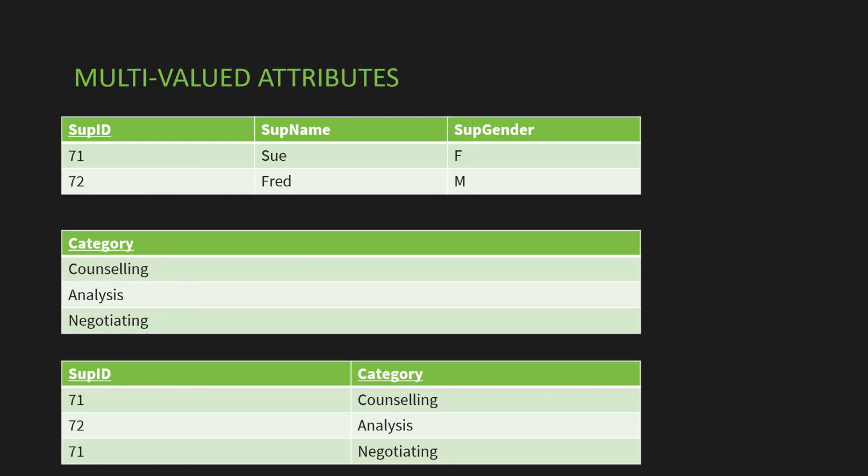our database looks like this. Now supervisor ID is not repeating, so primary key uniqueness has not failed. And there's a new multi-valued characteristic entity table called category and a new weak entity table with supervisor ID and category.